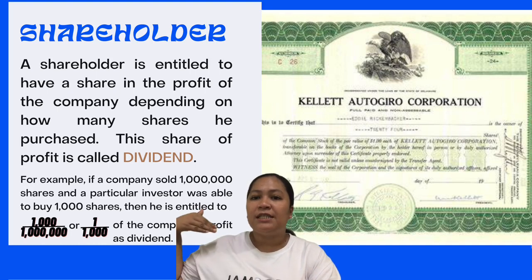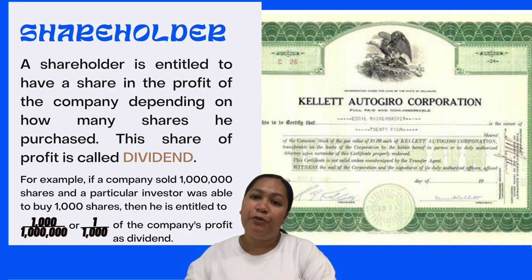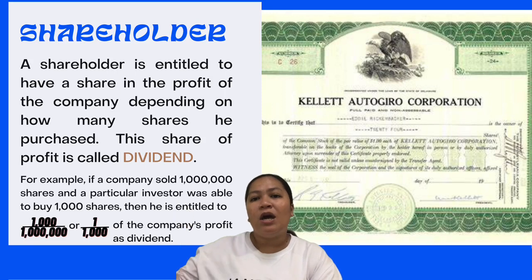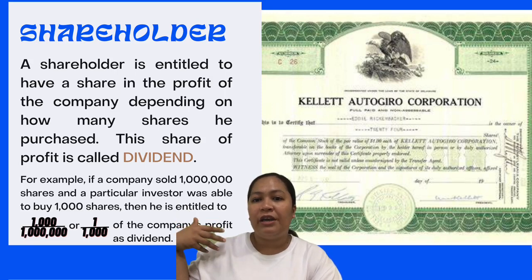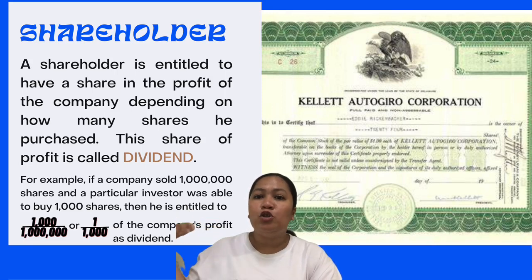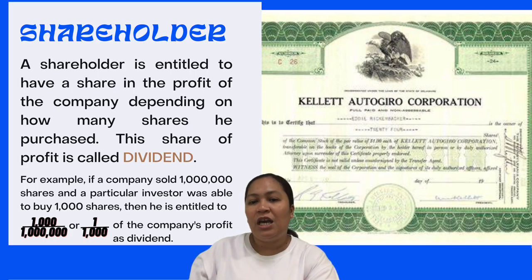So, if ever they earn income, to know how much my profit is, I just divide my investment of 1,000 by the total number of their shares. So, that is 1,000 over 1 million, or divided by 1 million. That will give you my profit. Okay?